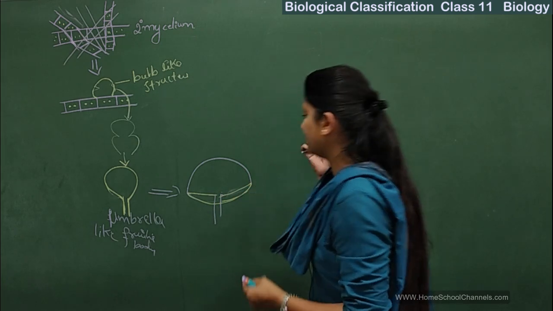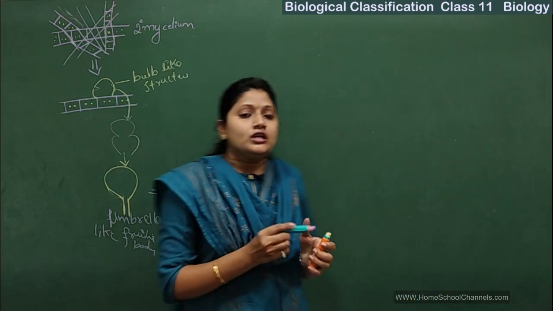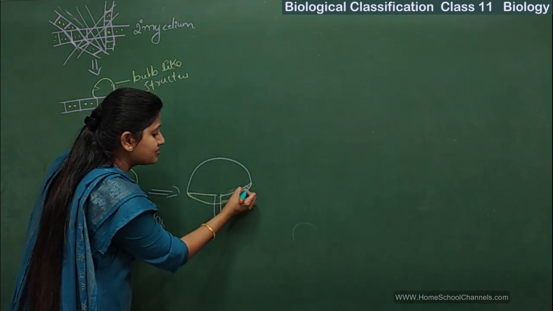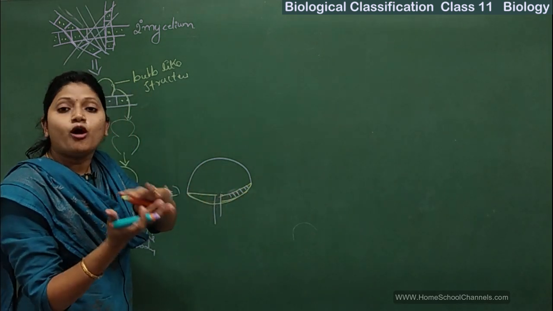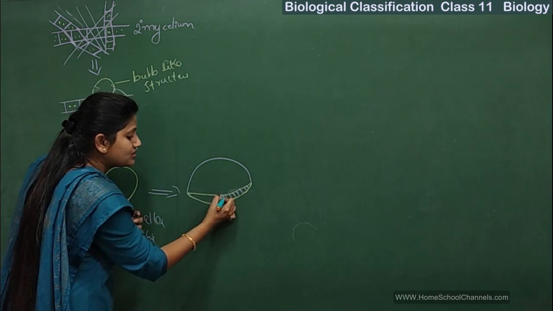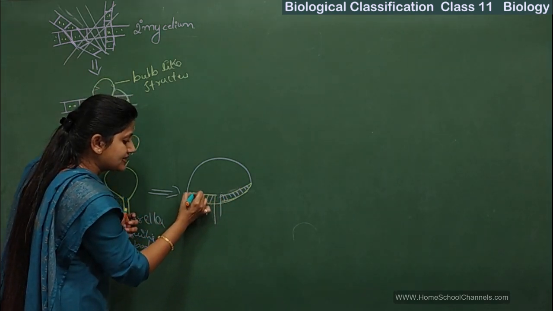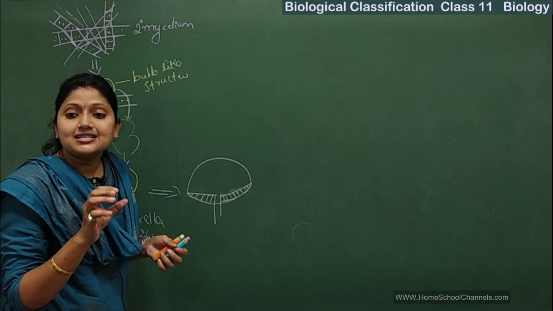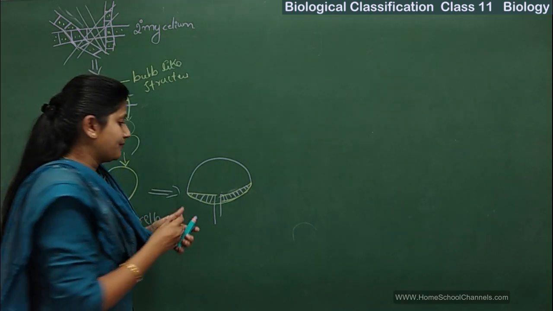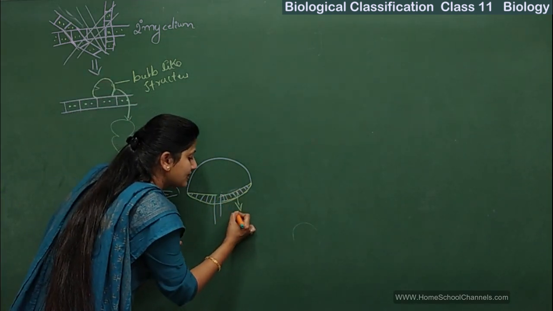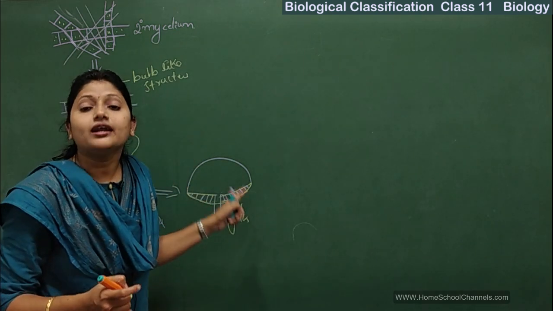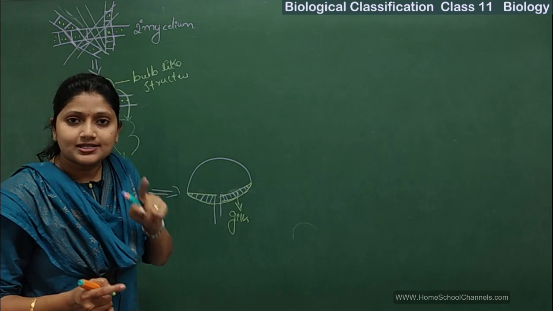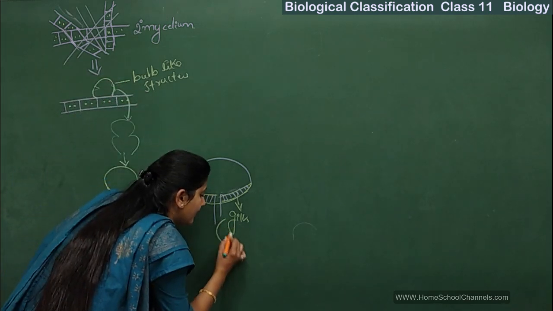Okay, so it looks something like this, right? Here we have some ray-like structures. If you just look at the bottom of the mushroom, we get to see some rays like this. These rays are called the gills, and these gills are in the dikaryotic stage.